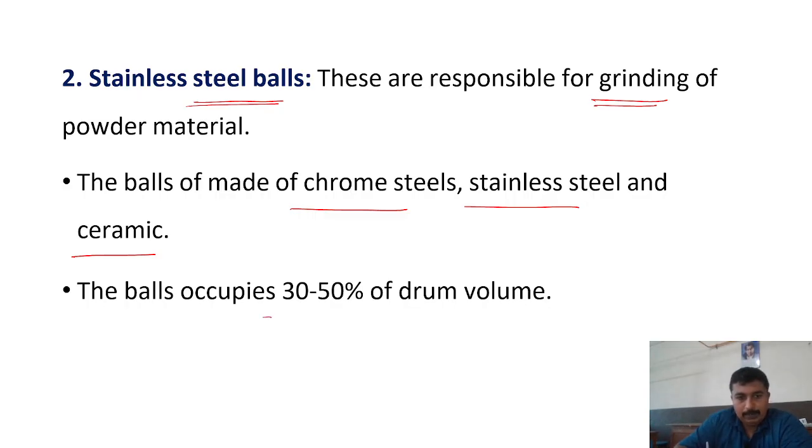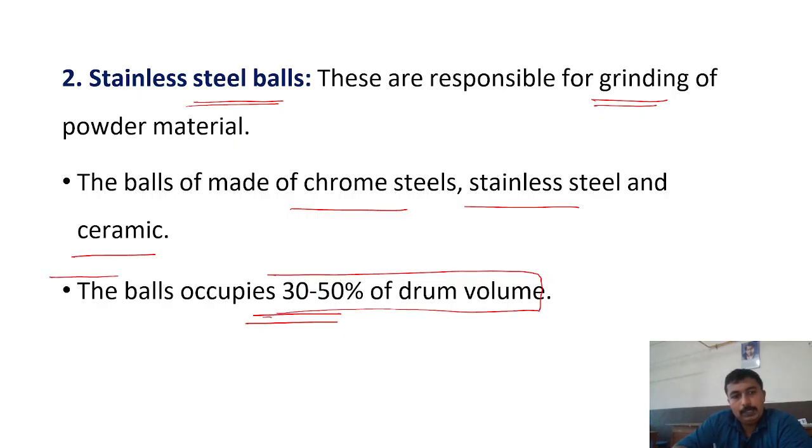How much is the capacity? Actually, not capacity, the volume occupied by the stainless steel balls is 30 to 50% of the drum volume. Total 30 to 50% of the drum volume is actually occupied by the stainless steel balls. This is very much important. This figure is important because it may be asked in an MCQ type question. So 30 to 50% of the drum volume is occupied by the stainless steel balls.